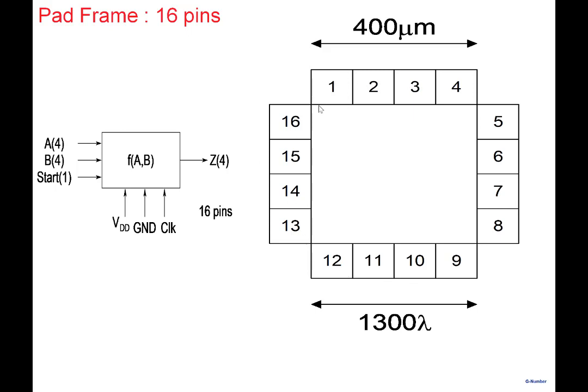Each one of those pads varies in length. For our discussion, let's take them as 100 micron by 100 micron. So you can see here, our overall IC for 16 pins becomes 600 micron by 600 micron, or 0.6 millimeter by 0.6 millimeter. If we translate that into lambda, lambda for us is around 0.3, so it turns out that I have a space of around 1300 lambda by 1300 lambda. All right, so this is the space that is available, and these are the pins that are there.